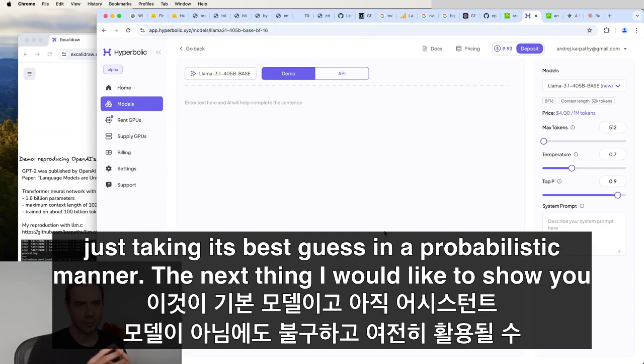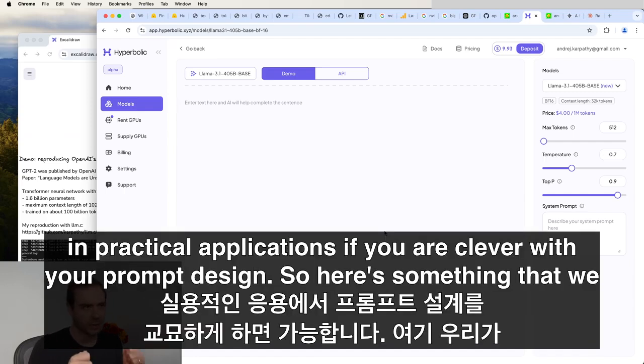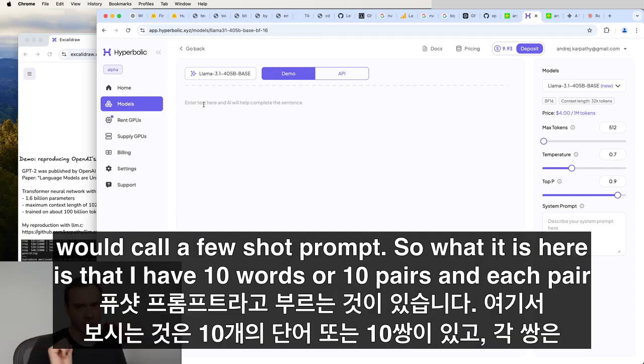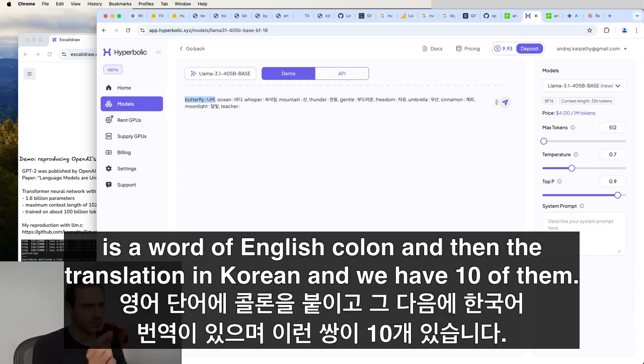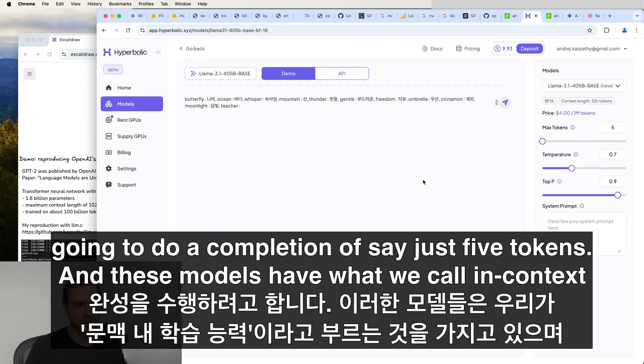The next thing I would like to show you is that even though this is a base model and not yet an assistant model, it can still be utilized in practical applications if you are clever with your prompt design. So here's something that we would call a few-shot prompt. I have 10 pairs, and each pair is a word of English, colon, and then the translation in Korean. We have 10 of them. At the end we have teacher, colon, and then here's where we're going to do a completion of, say, just 5 tokens.